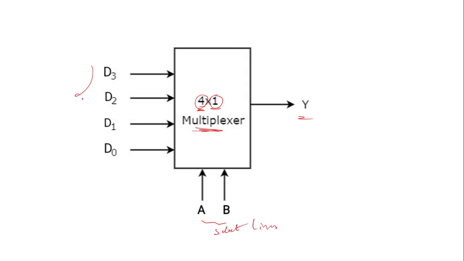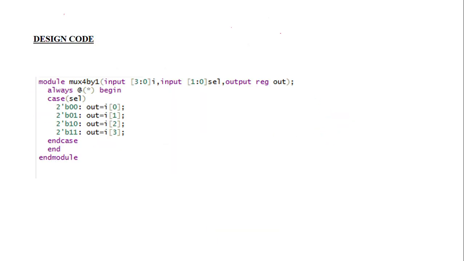So these are our select lines, and these are our inputs. In the 4x1 multiplexer we have 4 inputs and 1 output. So till now it's okay, and then we go to the design code. In Verilog code, as we all know, we start with module and end with endmodule. We start with module, followed by the module name.